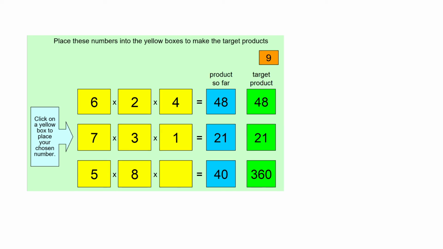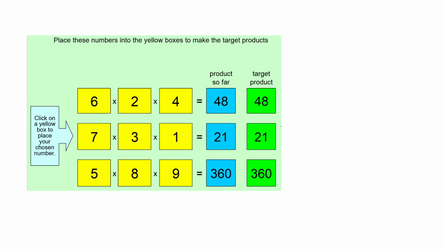I know that 8 times 5 is 40. Now how many 40s are there in 360? Well, how many 4s are there in 36? I know that 9 times 4 is 36. So 9 multiplied by 40 should be 360. Now I've placed that number 9 in, you can see that I've got that target product of 360.